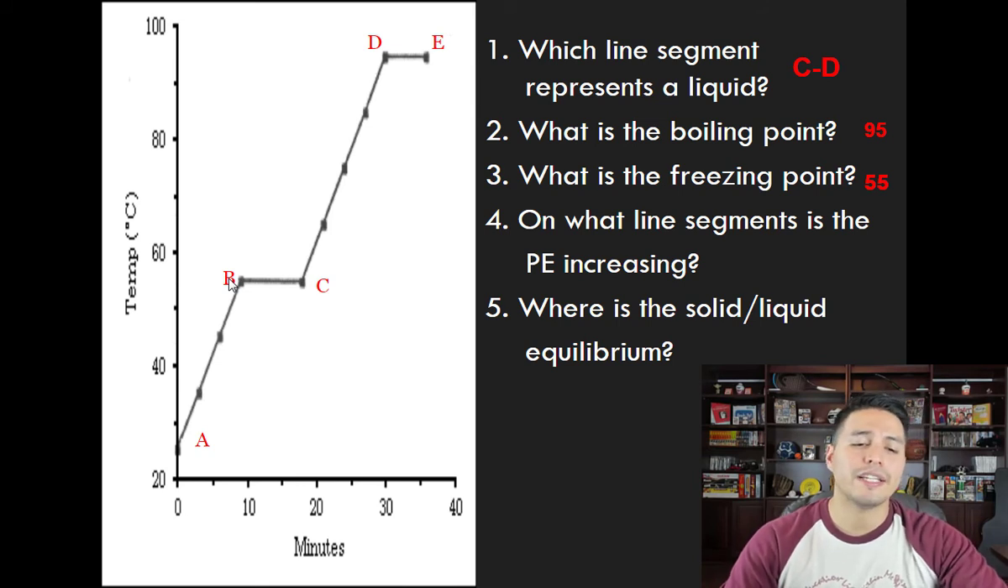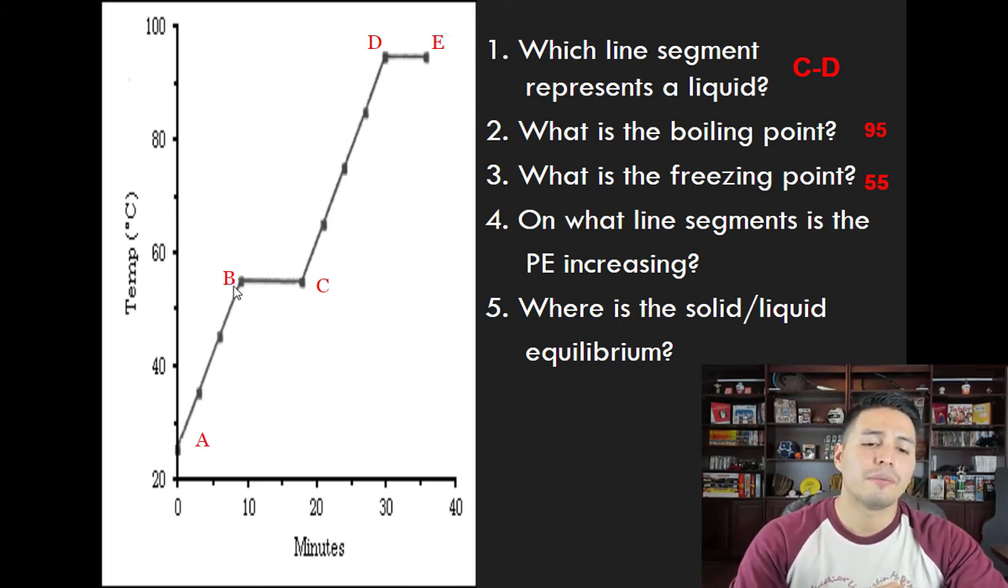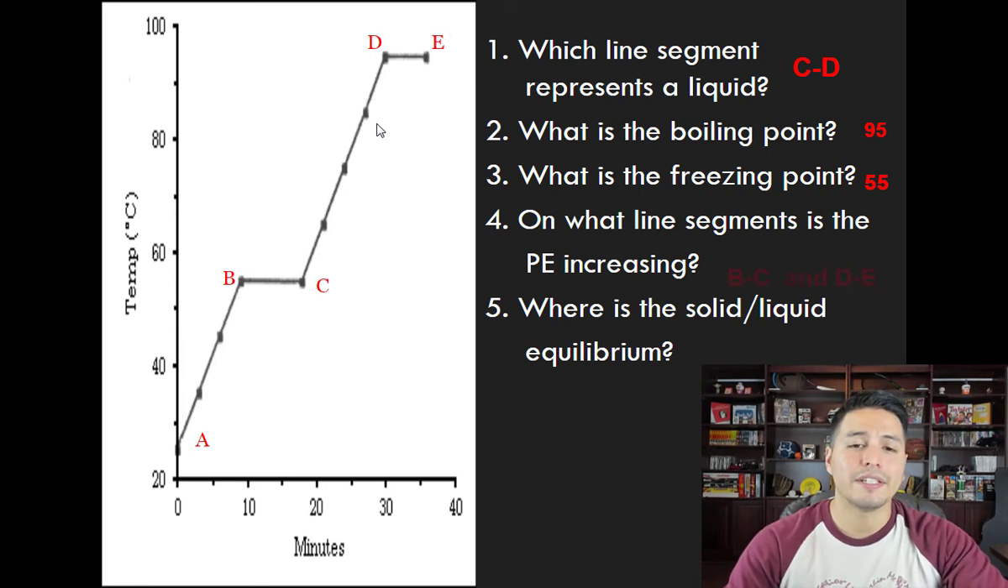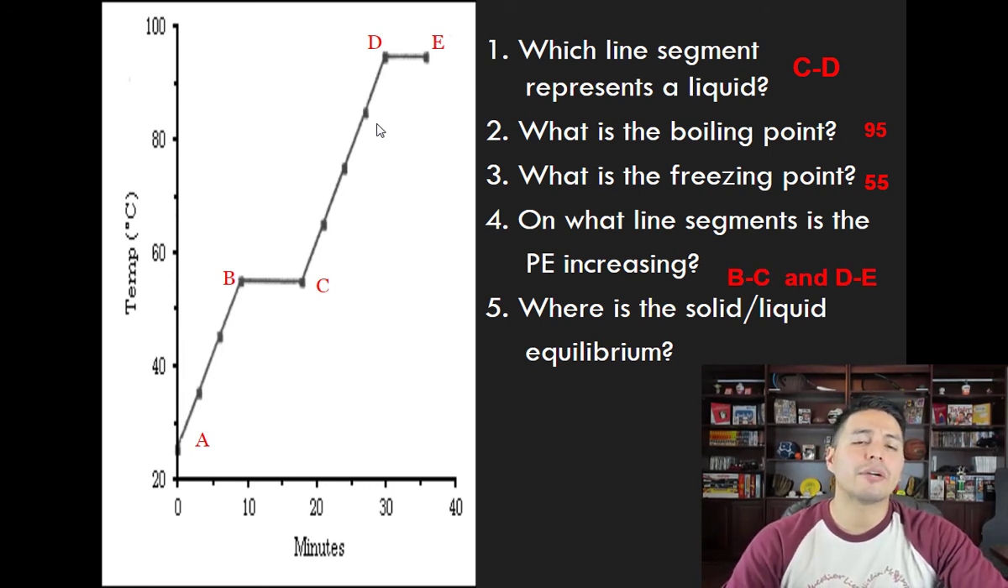So for question 4, it reads, on what line segments is the potential energy increasing? Well, potential energy is increasing on that x-axis right here from point B to C, but also on point D to E.